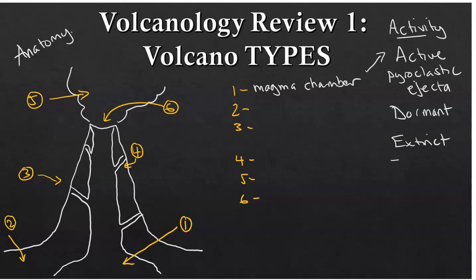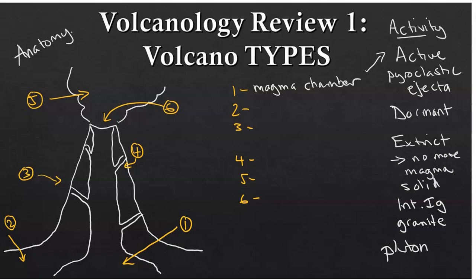And then you have extinct. Now the extinct means there is no more magma. No magma, there's no chance for lava and no chance for eruptions. And we have just a solid chunk of intrusive igneous rock, usually a granite or an andesite, diorite. But you have these intrusive rocks, and they're going to form a solid structure. And we also get plutons or plutonic features created.